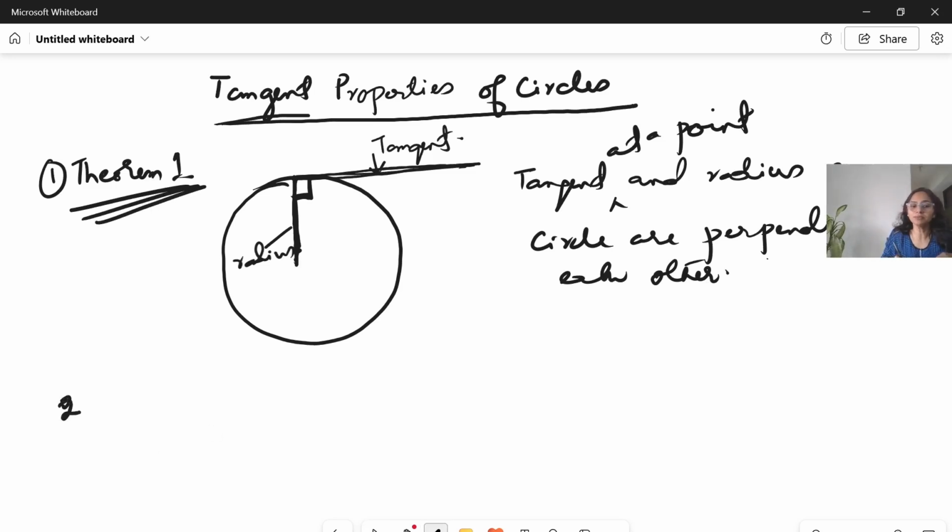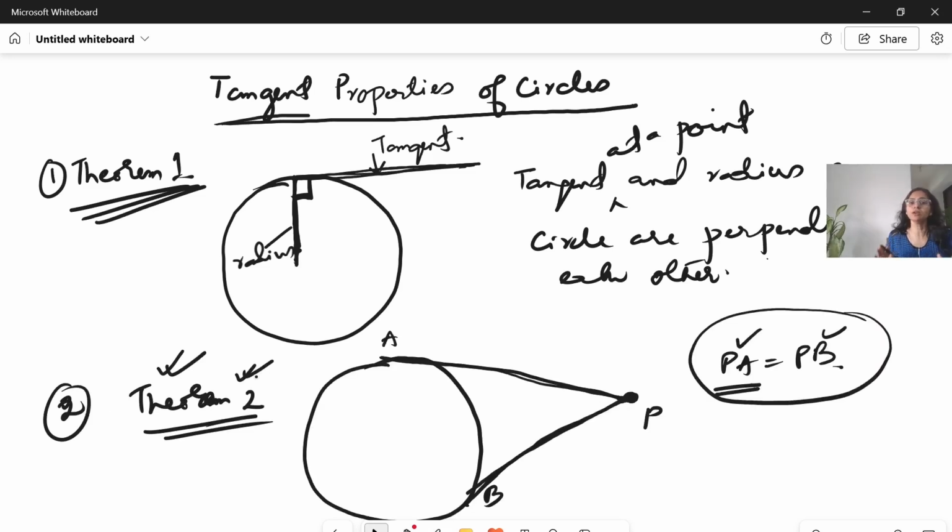What is the second theorem? Theorem 2 states that tangents to a circle from an external point are equal. And these are the only two theorems on which our questions will be based today. So let's take some examples to understand these two theorems. All right, let's start.